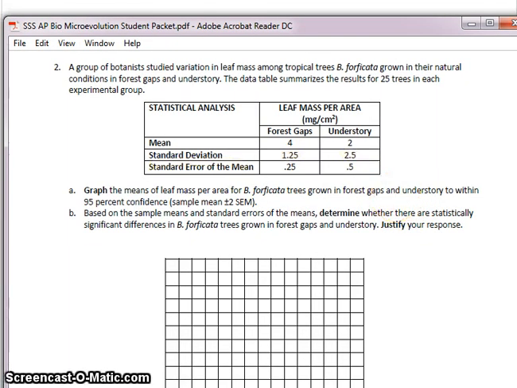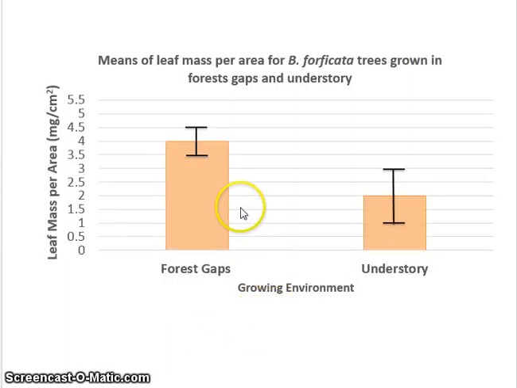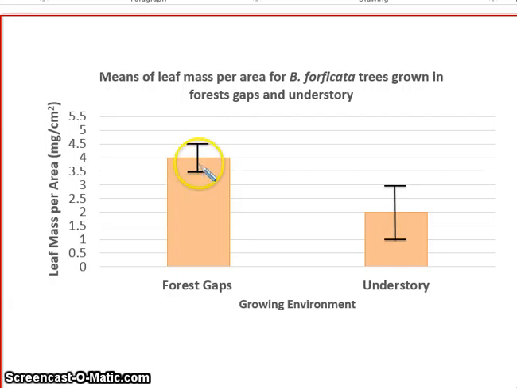So let's go back to the rubric really fast, and you can see they graph the mean right here, and then these bars right here are the standard error of the mean. And so this one started at 4, and it went up 0.5. It also went down by 0.5. So it's basically saying it could be off by this much.